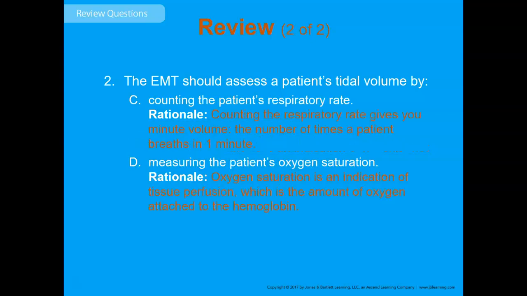Counting the patient's respiratory rate. Counting the respiratory rate gives you the minute volume, which is the number of times a patient breathes in 1 minute. Doesn't tell us anything about how much air they're moving. And then measuring the patient's O2 saturation. So that's the next thing, right? When we start talking about respiration, that cellular metabolism stuff. O2 saturation is an indication of tissue perfusion, which is the amount of oxygen attached to the hemoglobin. So that's not helping us either.